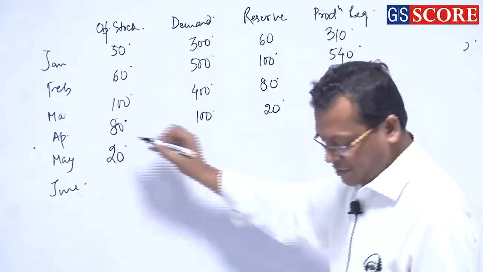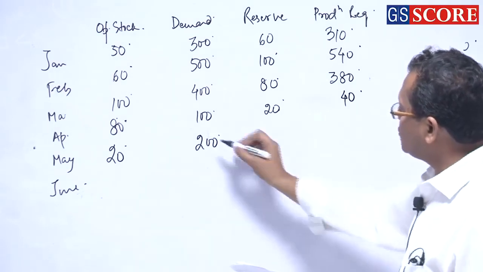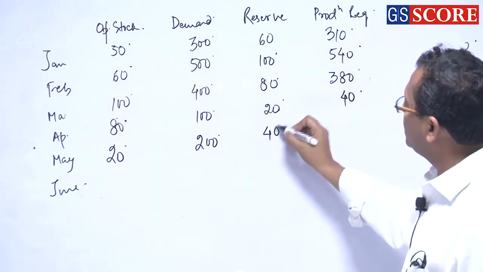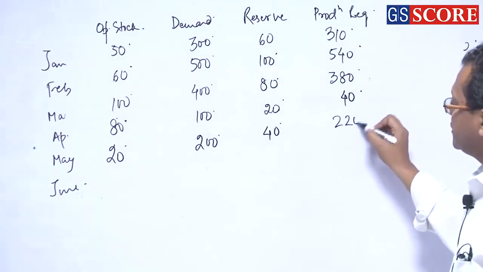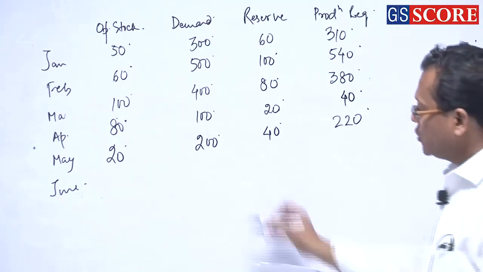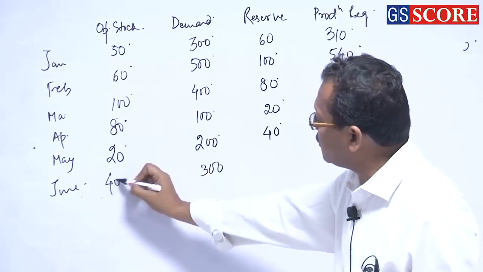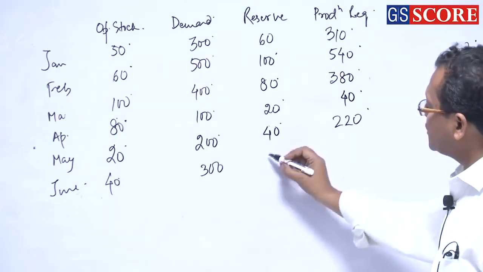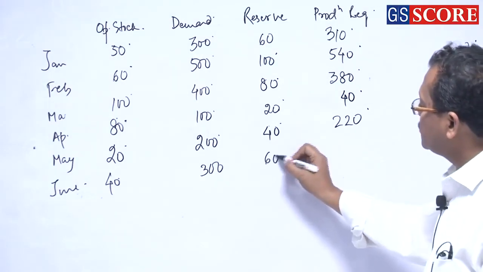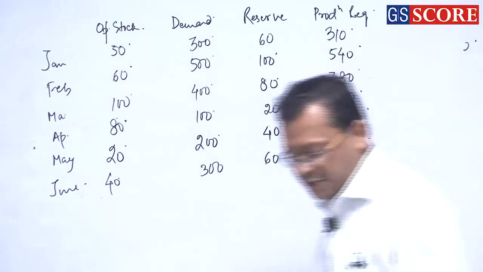So it is 20. May is 200. 200's 20% is how much? 40. So 240 minus 20 is how much? 220. And similarly for June, June's demand is 300. The reserve becomes the opening stock, so it is 40. So 340, 300's 20% is how much? 60. So 360 minus 40 is how much? 320. This completes the whole table.